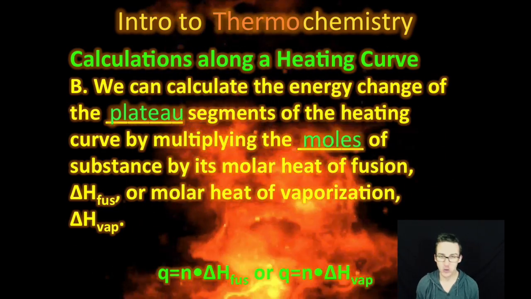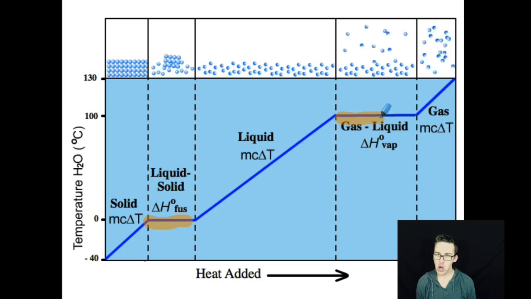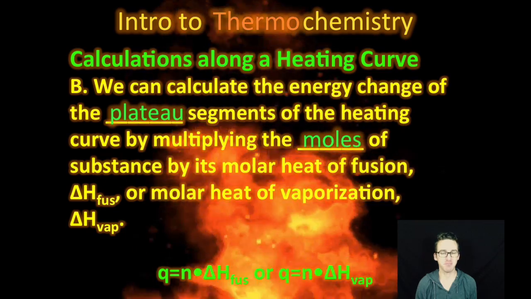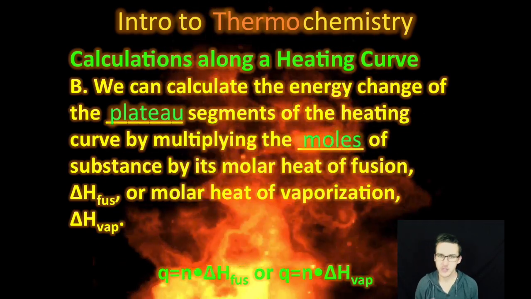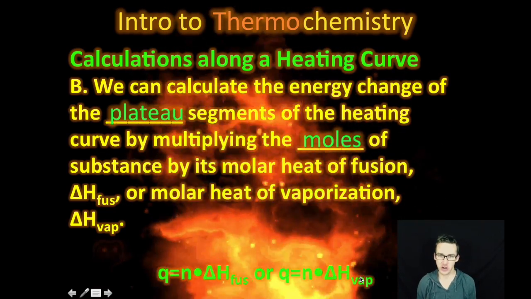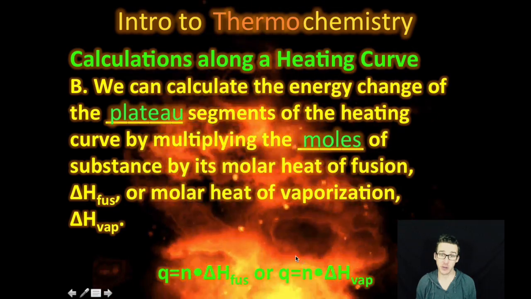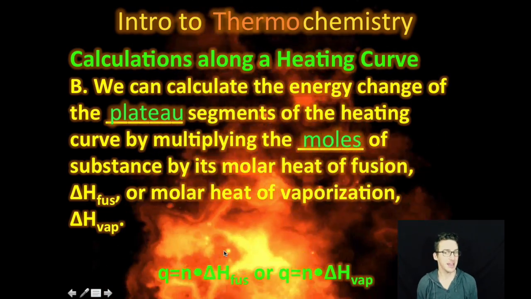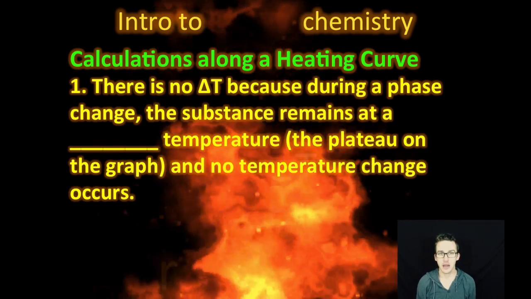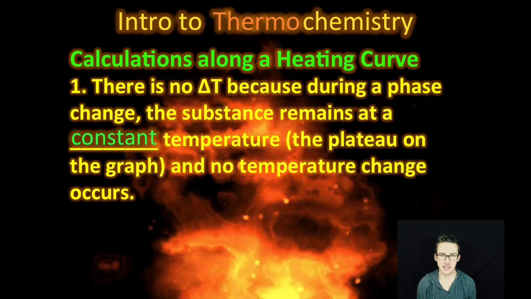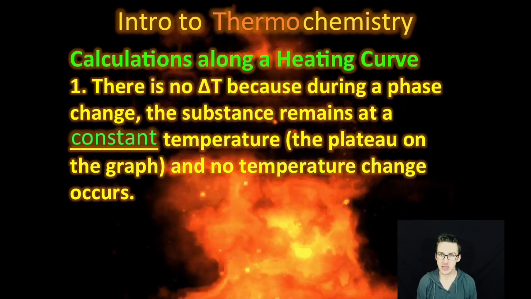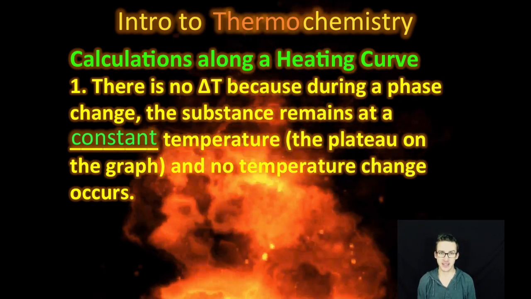Now, on the plateau segments, you are simply going to multiply the number of moles of your substance by what's called its molar heat of fusion or its molar heat of vaporization. These formulas are not provided to you on your formula chart, so you will have to recall that you simply need to multiply number of moles n by either the enthalpy of fusion, or heat of fusion, or the heat of vaporization, depending on what it is you're working with. It's important to notice that when you solve for the heat along the plateaus, there's no delta T, there's no change in temperature because during a phase change, the substance remains at a constant temperature.